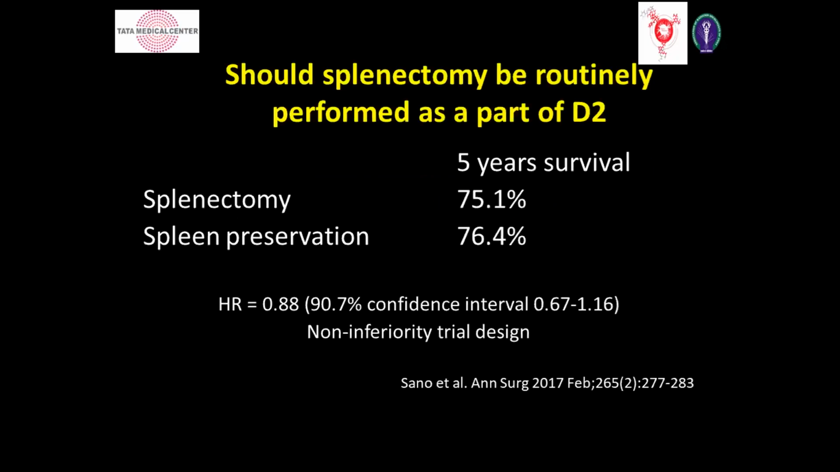argument is about whether to do splenectomy routinely when we do a D2 for gastric cancer. Again, the answer was given by the same person, Sano. He came up with his publication in 2017 on spleen preserving surgery versus splenectomy, and they showed there is no survival benefit if we do splenectomy. But they did a subset analysis, and it showed that if the tumor is located in the greater curvature or in the fundus of the stomach, in those patients splenectomy actually helps.